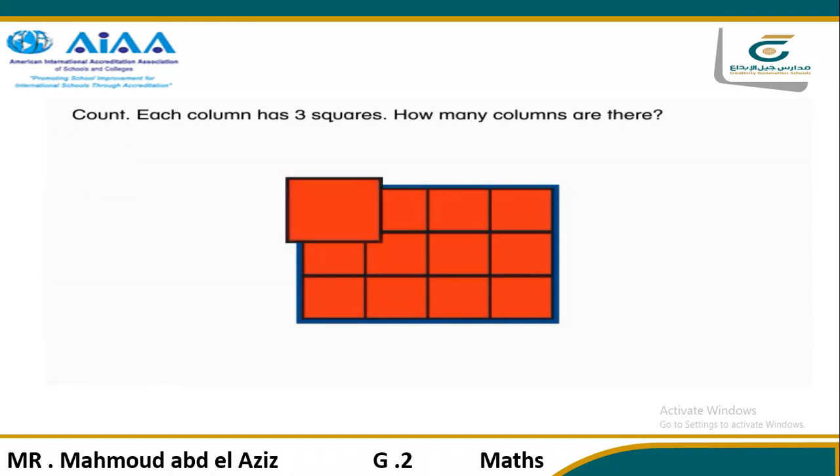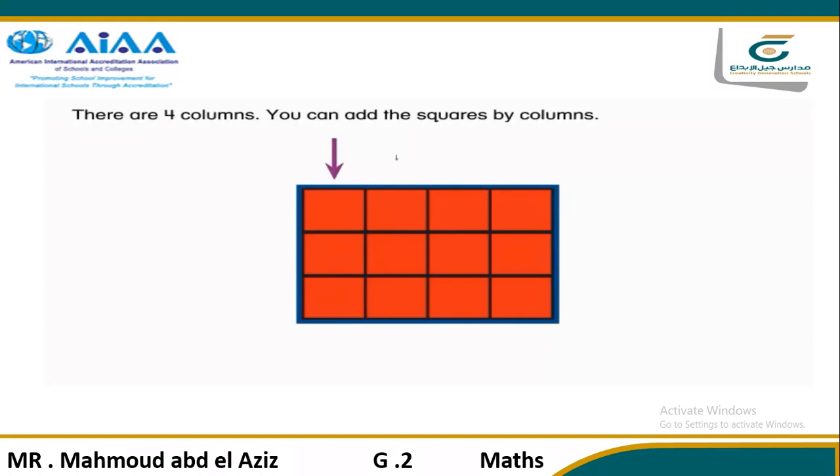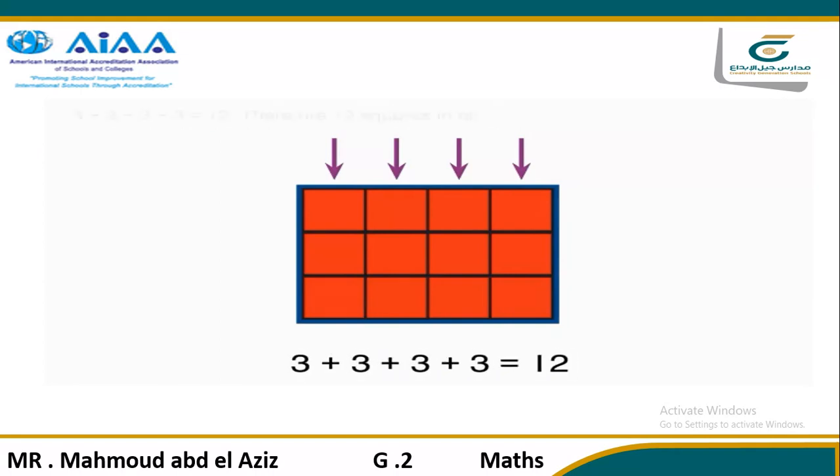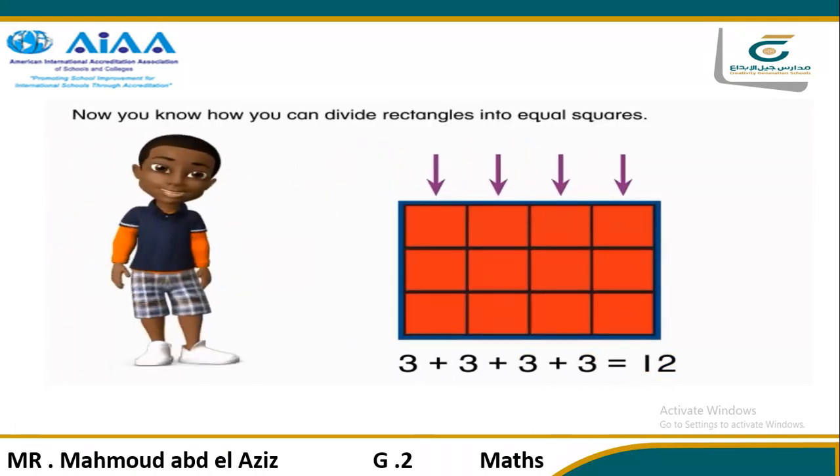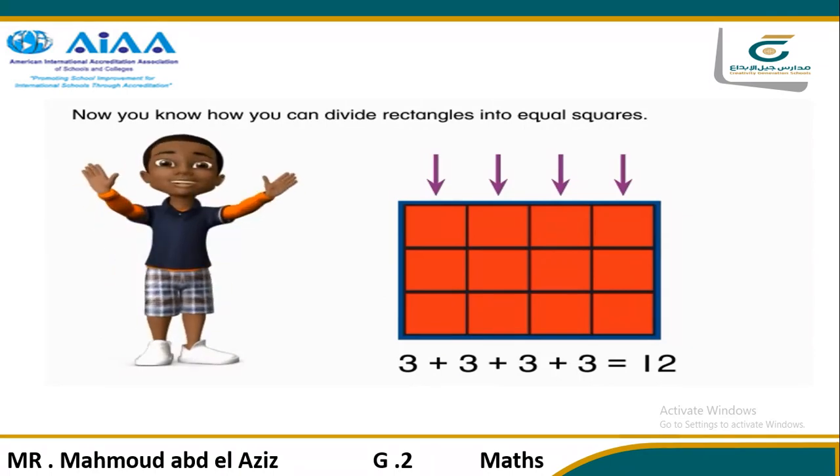Count. Each column has 3 squares. How many columns are there? There are 4 columns. You can add the squares by columns. 3 plus 3 plus 3 plus 3 equals 12. There are 12 squares in all. Now you know how you can divide rectangles into equal squares.